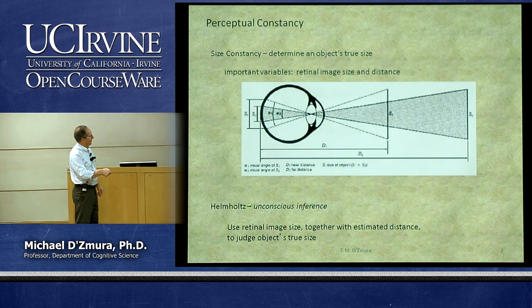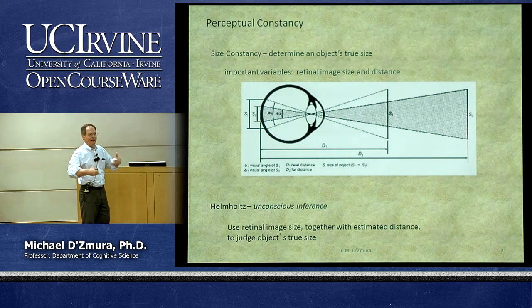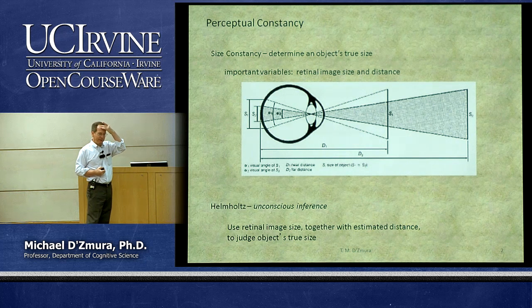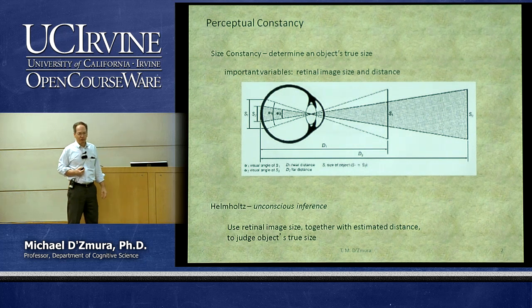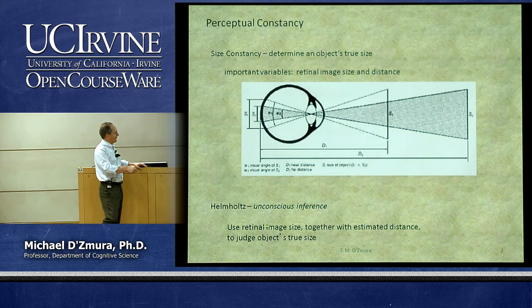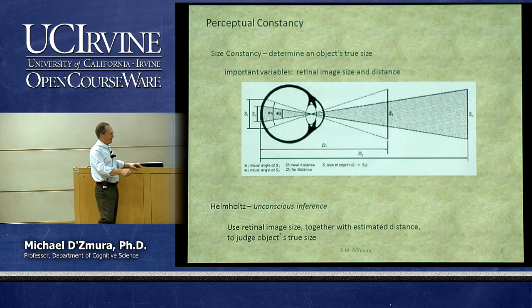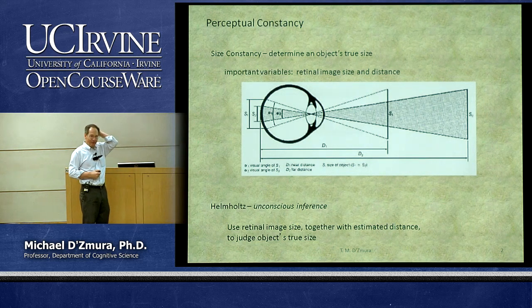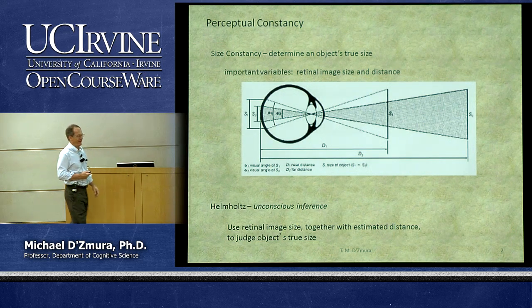And what Helmholtz said, aha, here's yet another thing that happens automatically that we're not directly aware of, and that is to infer an object's true three-dimensional size. How do we do that? Well, we take the retinal image size, we have an estimate of the distance, those two things together help us figure out what the object's true size is.